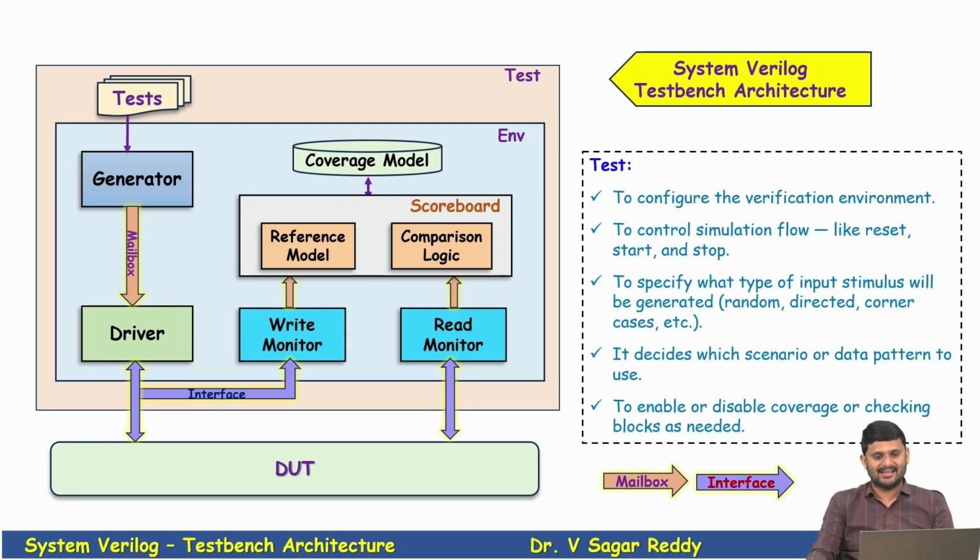So the beauty of the test layer is that if you write 100 different tests, each one targeting different scenarios, you do so without touching the environment. The driver, monitor, scoreboard, the entire verification infrastructure stays the same, only the test scenario changes. Simply we can say the test is the script, the environment is the stage, and the DUT is the actor. Change the script, the performance changes, while the stage stays exactly the same.